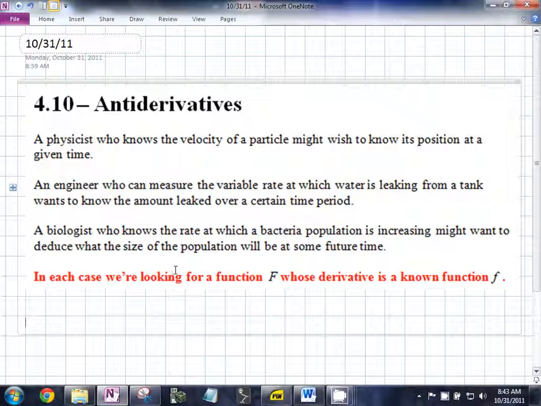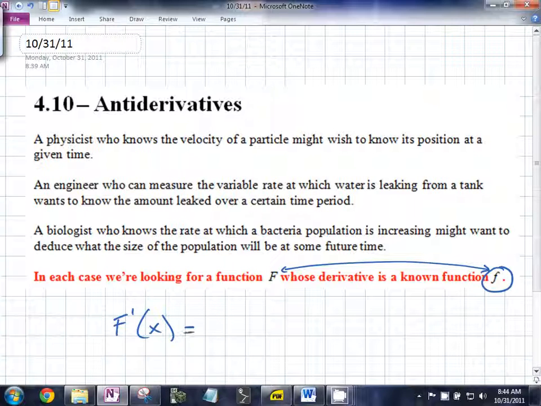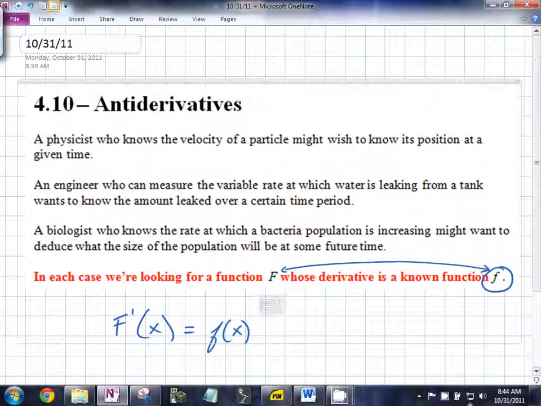So the idea is you have a rate of change, and you want to find the function that is the rate of change of. The big thing you need to first lock into is that if we have a function f and we're trying to find the function whose derivative is lowercase f, it's starting from capital F. So what this means is F prime of x, capital F, is going to be little f of x. That's the first notation you need to know.